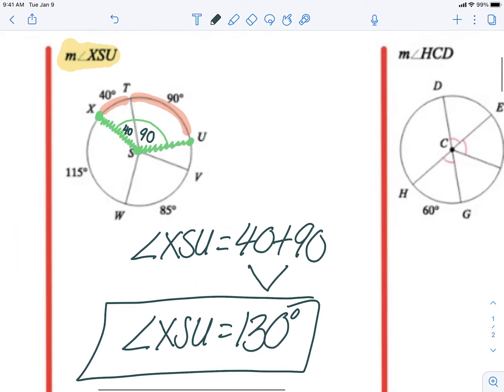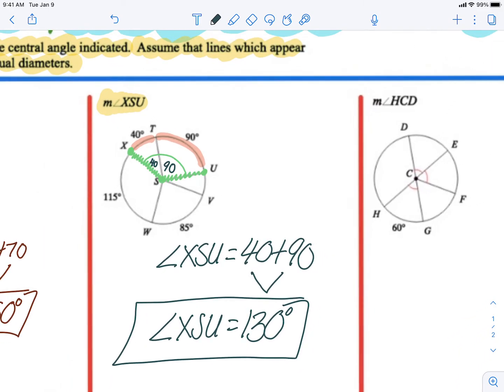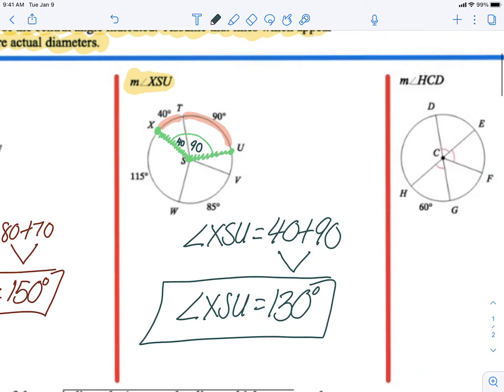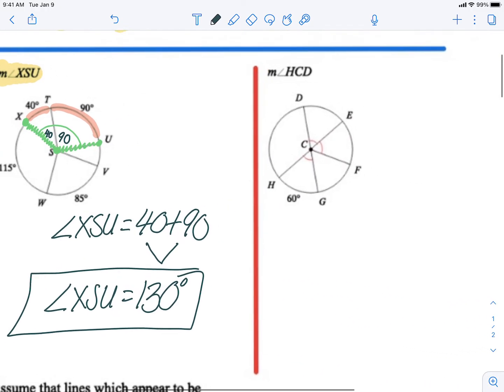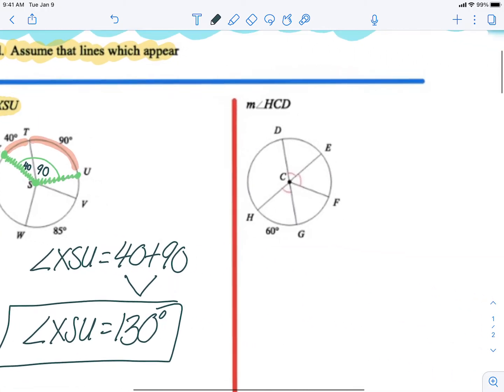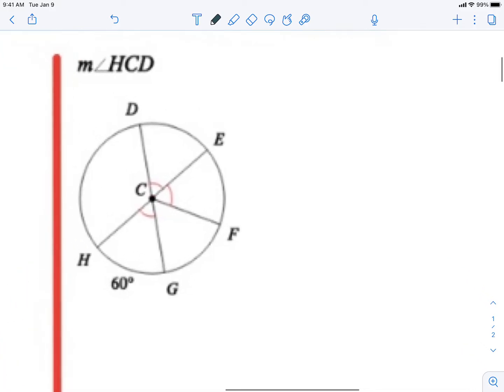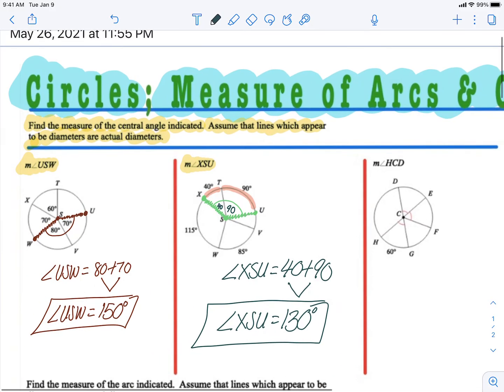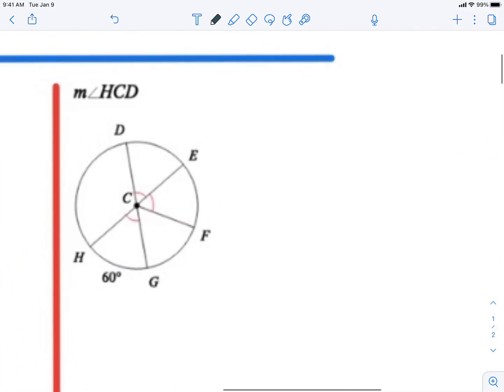And boom, look at that. There it is. XSU is 40 plus 90, which is 130. Perfect, kiddos. Perfect. Two done. Let's try our third example on finding the measure of the central angle. So let's take a look here.